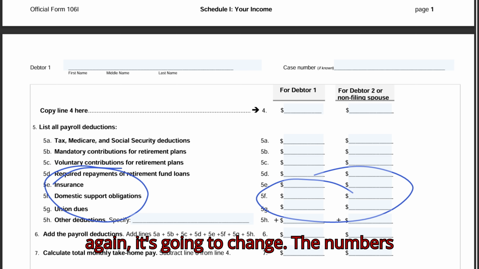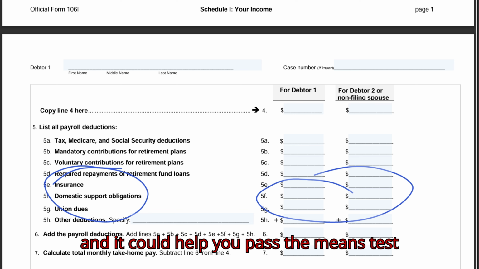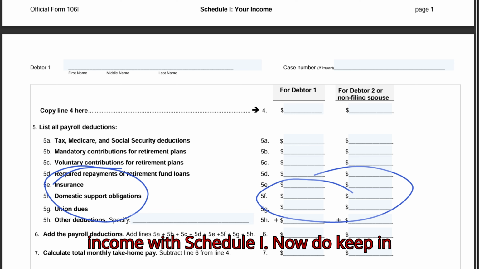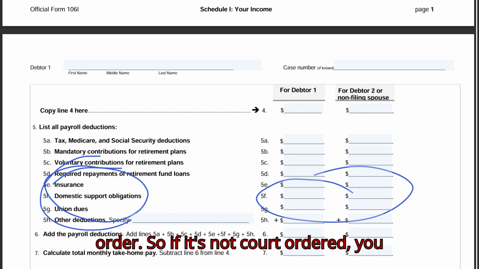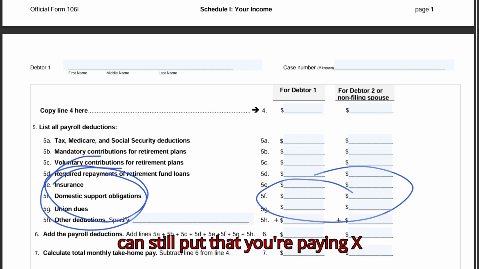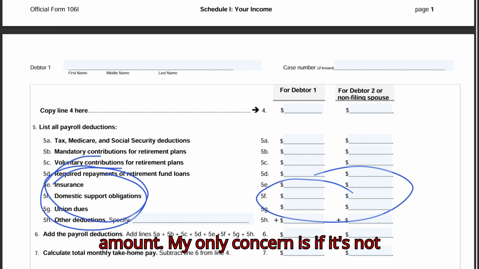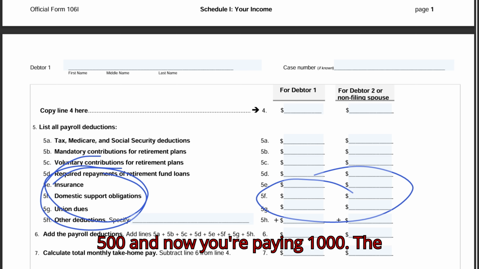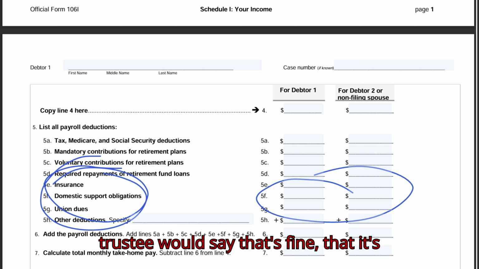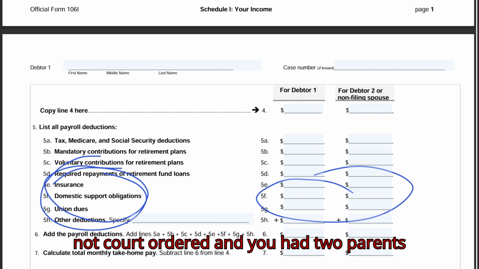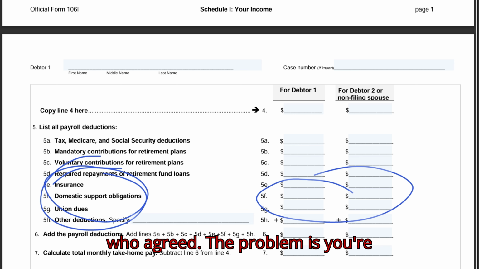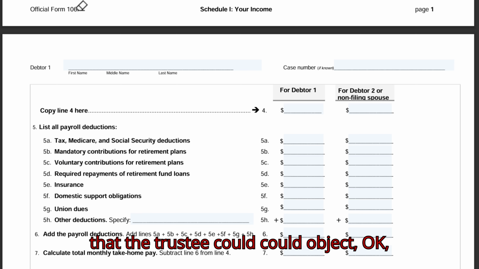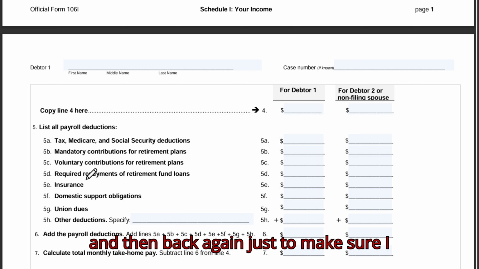Why? Because again, it's going to change the numbers and it could help you pass the means test, and definitely this issue of disposable income with Schedule I. Now, do keep in mind that we're talking about court ordered. If it's not court ordered, you can still put that you're paying X amount. My only concern is if it's not court ordered and you're supposed to pay 500 and now you're paying 1,000, the trustee could object to that because the trustee would say that's fine that it's not court ordered and you had two parents who agreed. The problem is you're doubling the amount, and there's no magical number, but just keep in mind that the trustee could object.